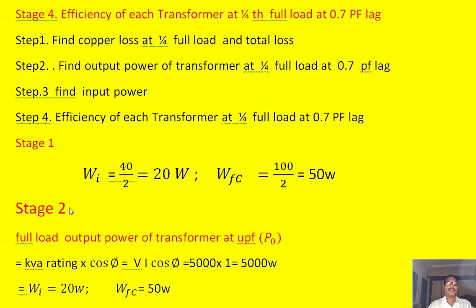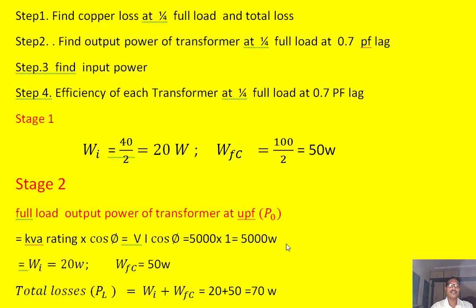So the next stage is the second stage, that is we want to know the efficiency of the transformer at full load and unity power factor. For this, we have to find the output power under these conditions. Because it is given that at full load condition, we take the kVA rating of the transformer as it is into the power factor.